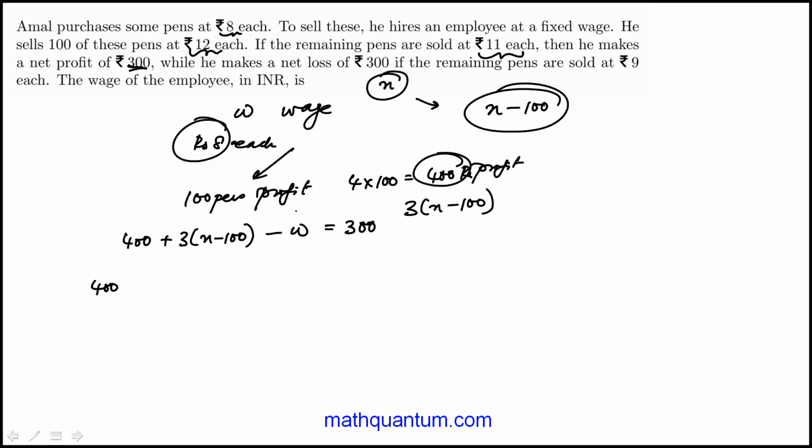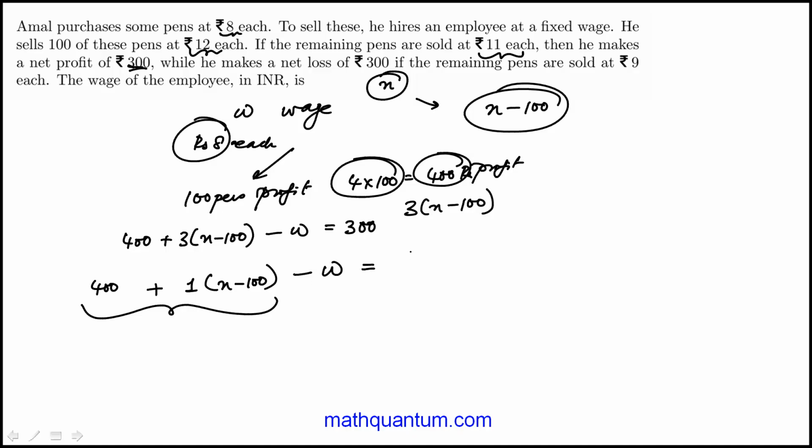Then we have the second scenario, that if the pens were sold at 9 rupees each, he still has the 400 profit from the 100 pens, and now at 9 each, he will make 1 rupee per pen times N minus 100. So that would be the gain. But then you have to subtract the fixed wage again, and that leads to a loss, and that loss is minus 300. So this is our set of equations, and we can use that to figure out W.